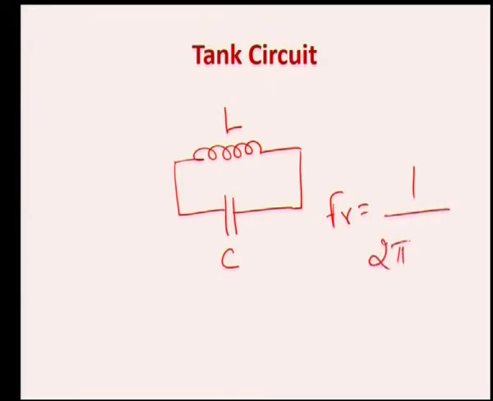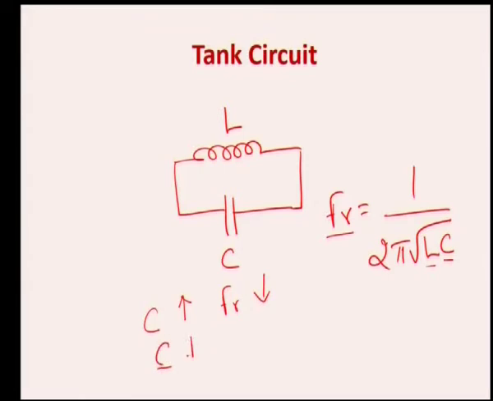Before that, we will see a simple concept of tank circuit. Let us consider a tank circuit, which is nothing but a parallel combination of L and C. The resonant frequency of the tank circuit is 1 by 2 pi root L C. This Fr is the oscillating frequency or resonant frequency of this circuit. This depends on two components, L and C. If C is increased, Fr will be decreased. If C is decreased, then Fr will be increased. That is, the resonant frequency is inversely proportional to the capacitance.